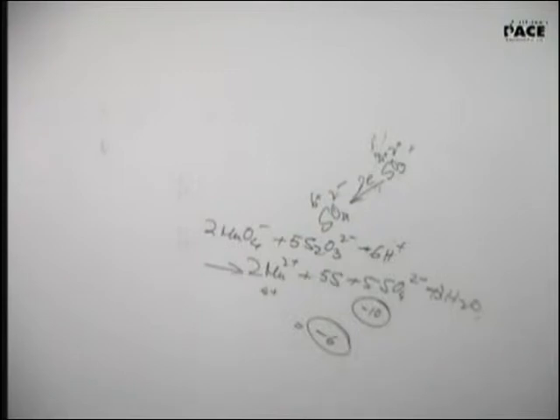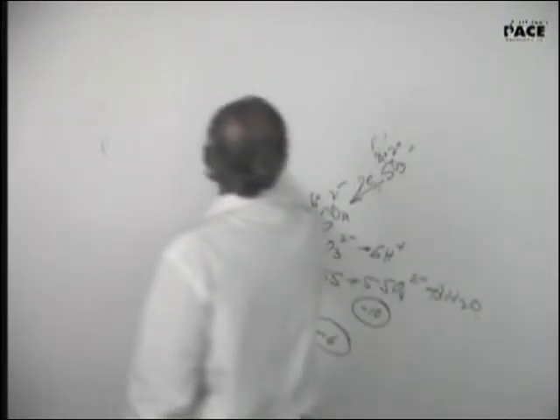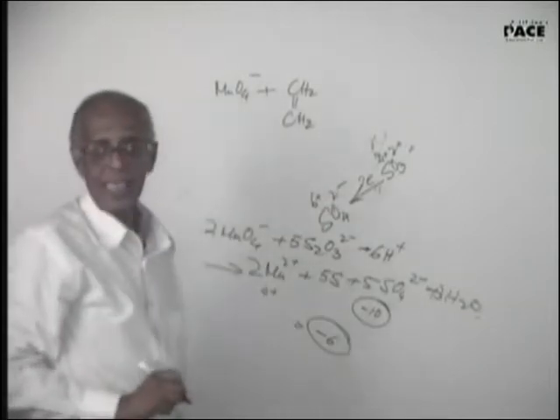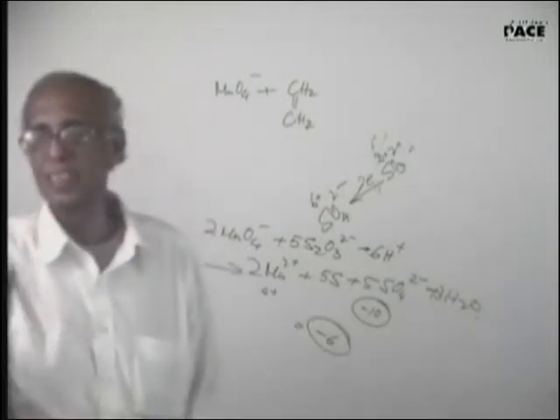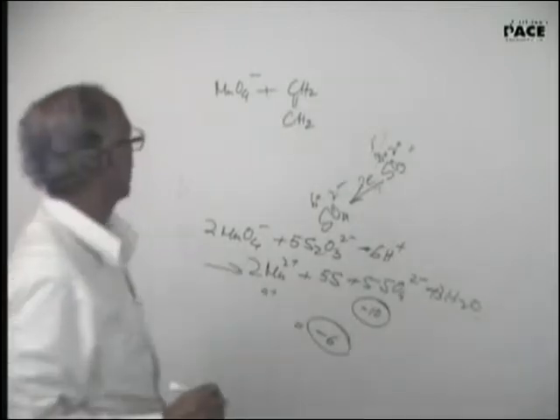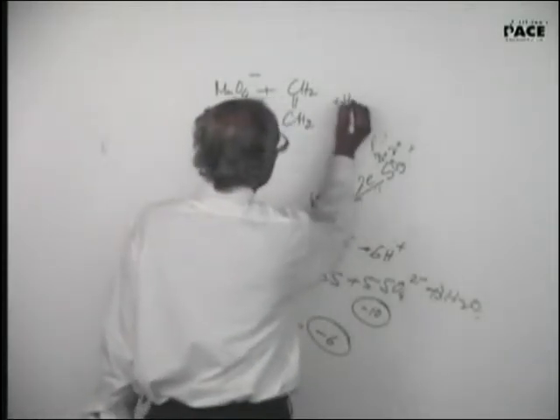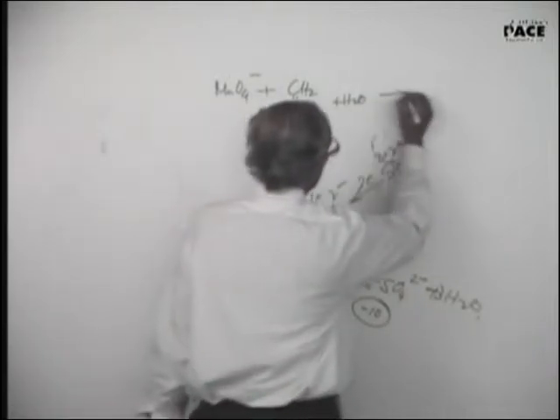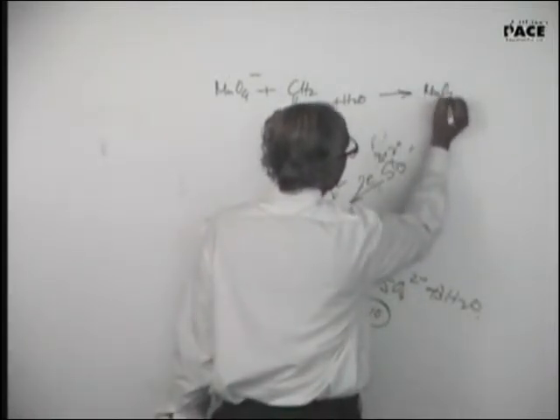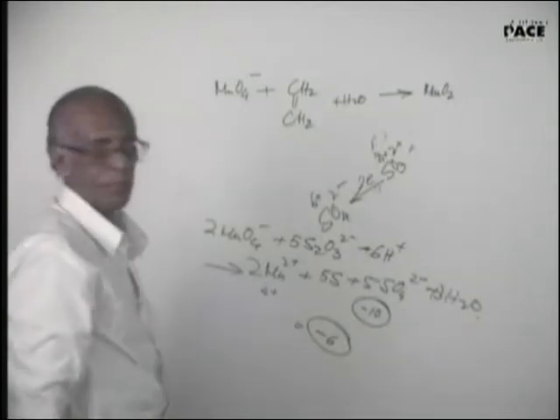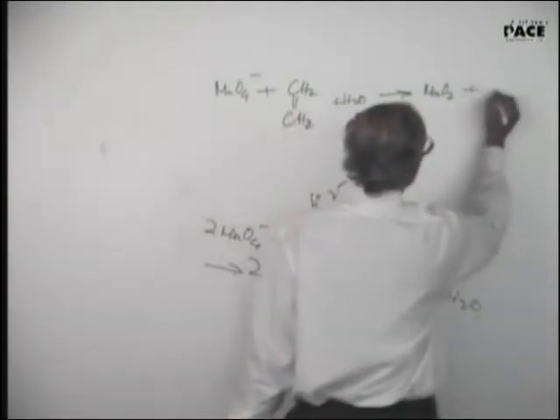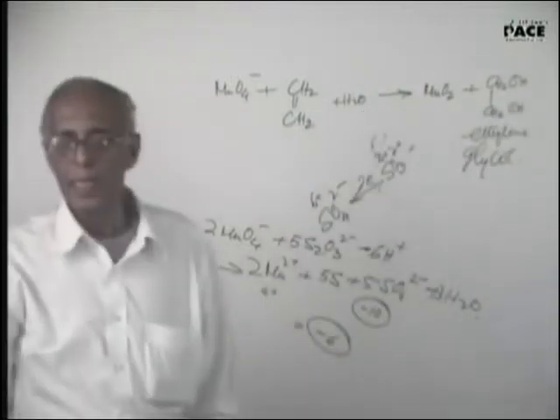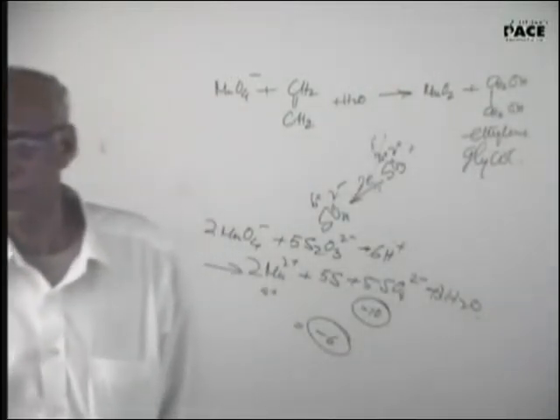Now, permanganate, if you react with ethylene, ethene, in presence of water, it will give you manganese dioxide plus ethylene glycol. It shows an addition reaction.